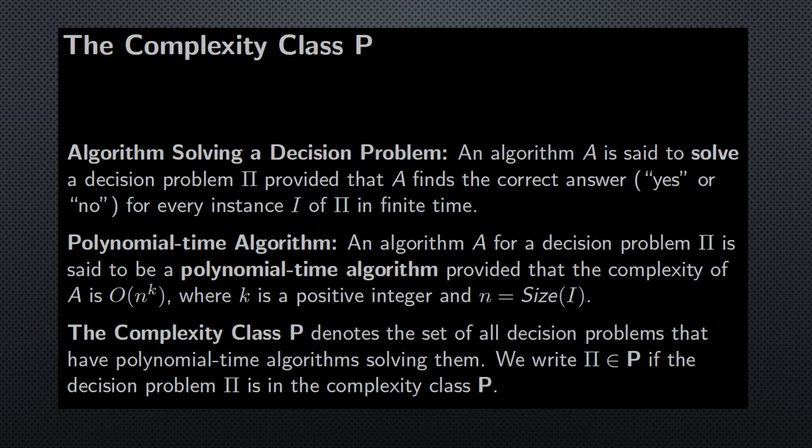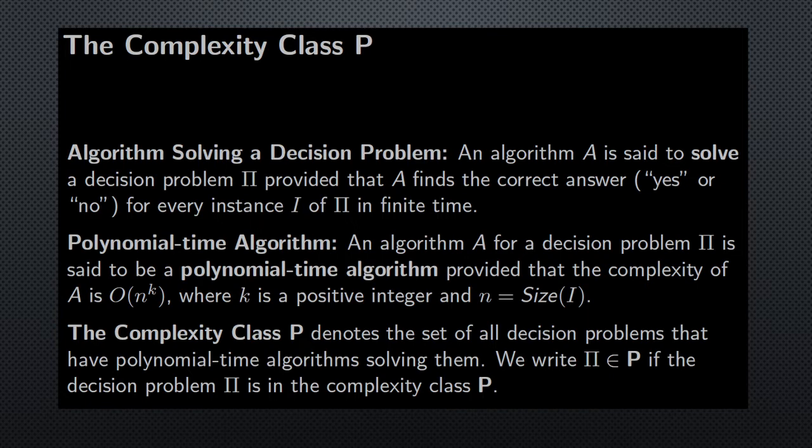Now, something slightly stronger than saying it terminates is to say that it terminates in a certain amount of time. It terminates in a polynomial amount of time. What do I mean by polytime? Well, an algorithm A is a polytime algorithm for a decision problem pi if the runtime complexity of A is order n to the k, where k is a positive integer and n is the size of I. It's the number of bits.